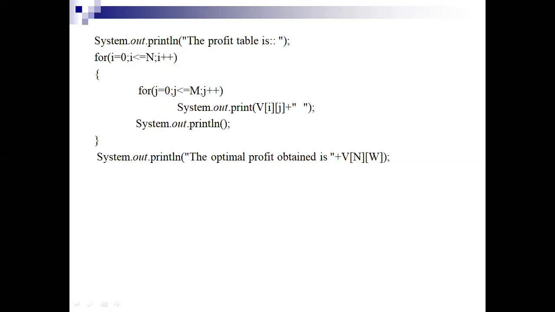The entire table. Then the optimal profit that is obtained is what? I should now print the optimal profit, System.out.println, the optimal profit obtained is plus V of n m. V of n m.